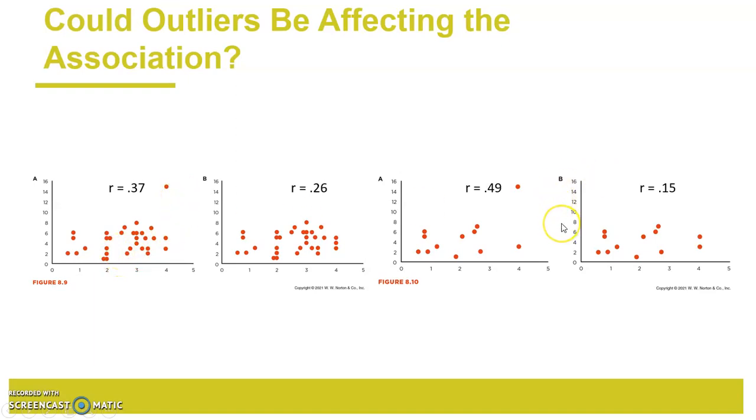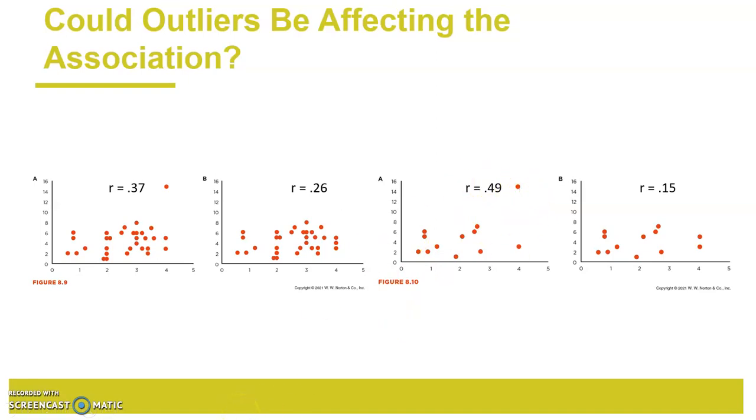Now the effect is even bigger if you have fewer data points. Okay, so this is a very influential outlier versus this. Here, this is almost no relationship at all. Here, it makes it appear that there's a very strong relationship just because of that one individual right here.